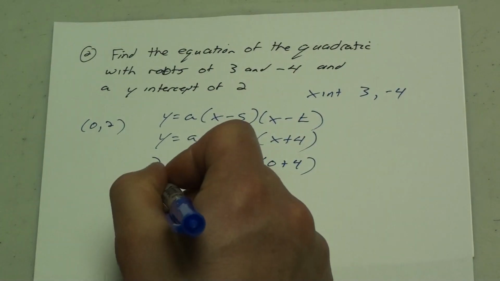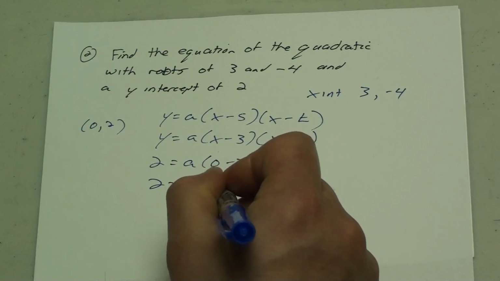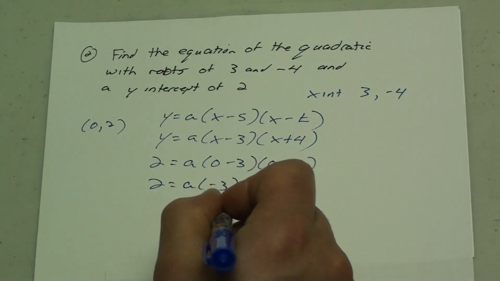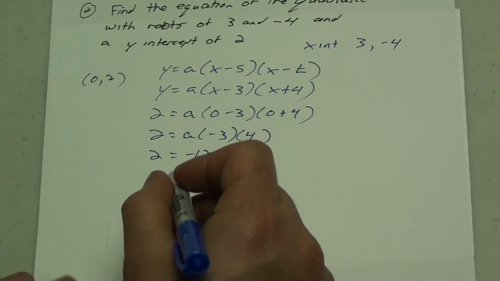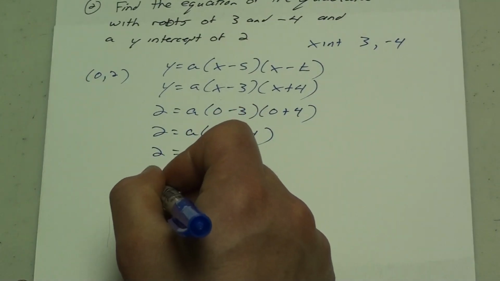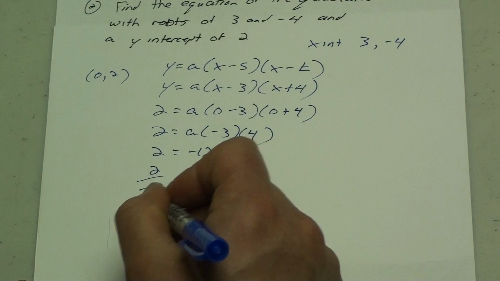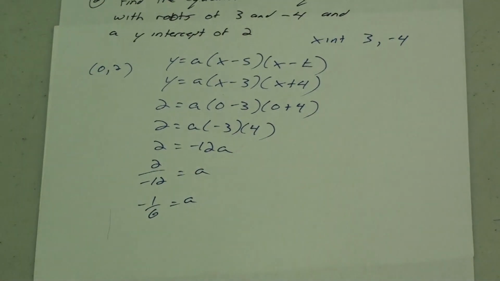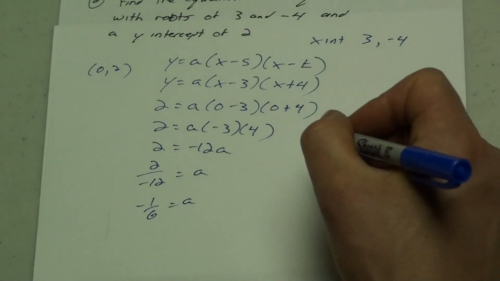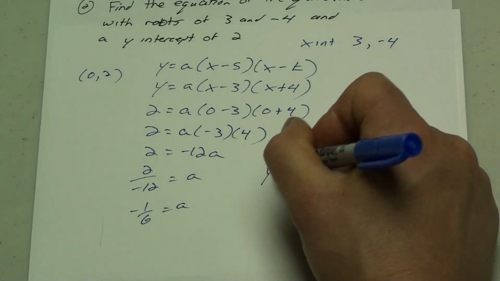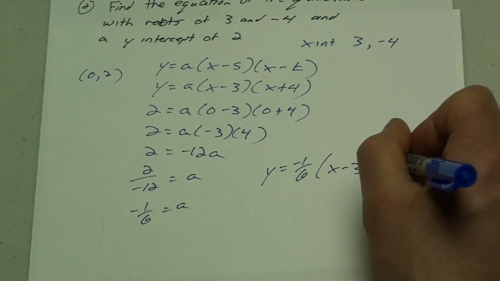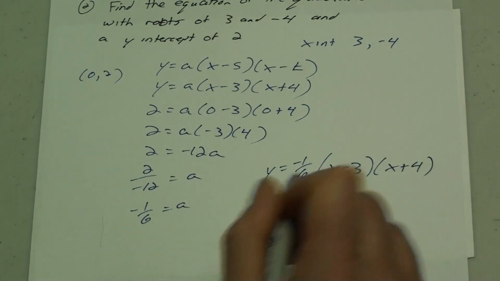Work with my brackets. 2 equals a, -3, 4. Multiply together is -12, so I have -12a. Divide both sides by -12, which would give me, reduce that fraction down, so it would be -1/6 equals my a value. Again, now that I have my a value, I can write out the full equation. Y equals -1/6, x minus 3, bracket x plus 4.